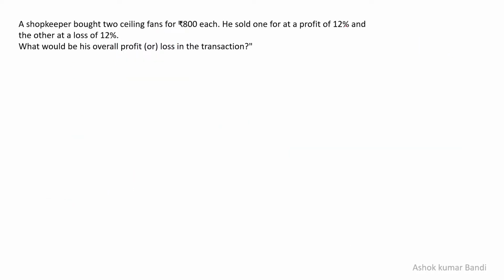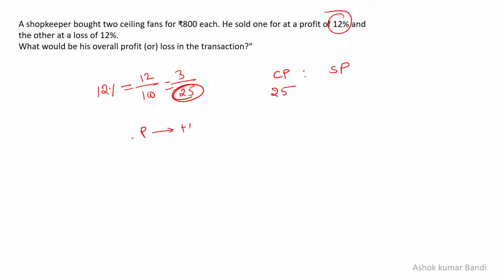Take the profit percentage, it can be 12, 20, doesn't matter. Convert this into a fraction. Whenever you want to convert your percentage to a fraction, you have to divide by 100. You are going to get 3 by 25, that is 12 by 100. Now simply take the CP to SP ratio. Whatever denominator you have, take it as CP. If you are getting a profit, add the numerator. If you are getting a loss, subtract the numerator and take it as SP.